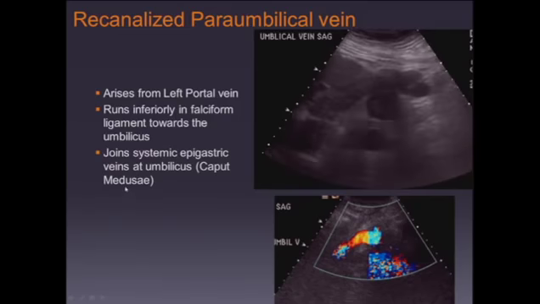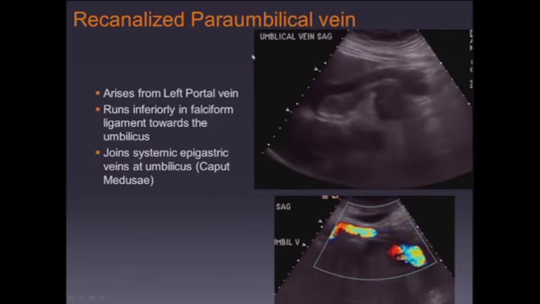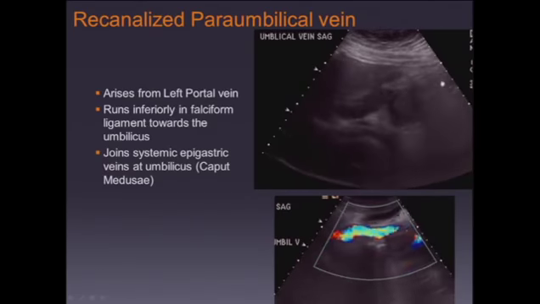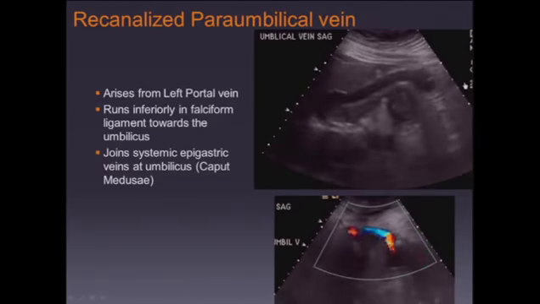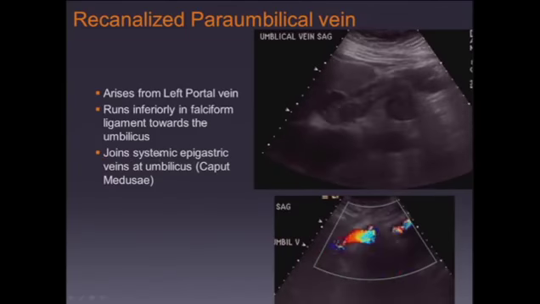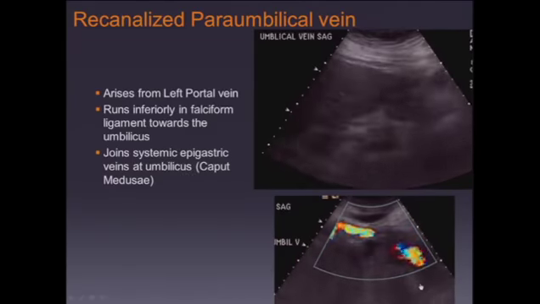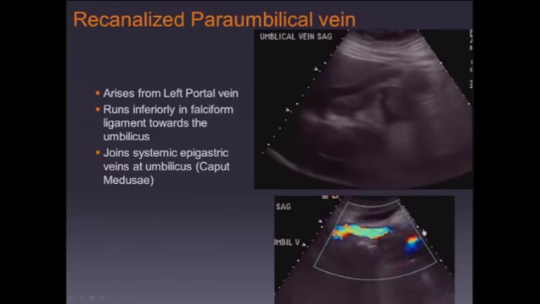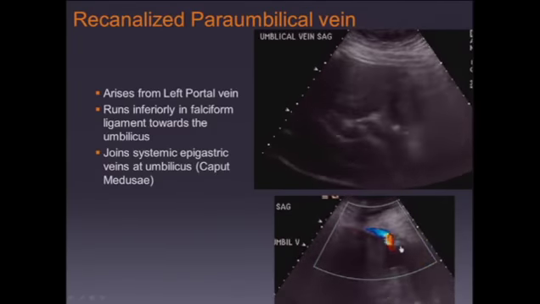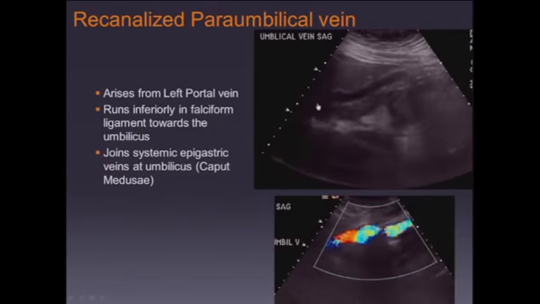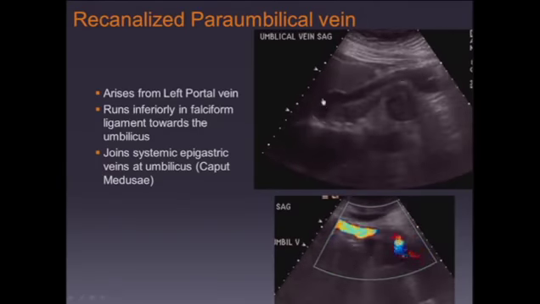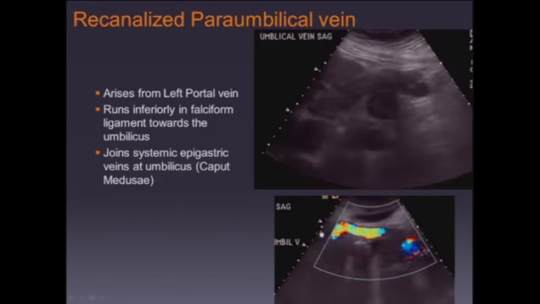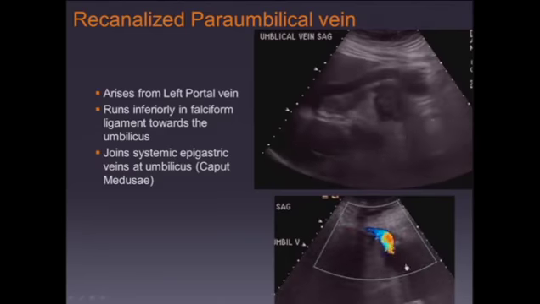This is a recanalized paraumbilical vein. The recanalized paraumbilical vein arises from the left portal vein. It runs inferiorly in the falciform ligament towards the umbilicus. Eventually, it joins the systemic epigastric veins at the umbilicus, creating a cluster of veins known as a caput medusae. So this grayscale image shows the paraumbilical vein coming off the portal vein, then running anteriorly on this sagittal image towards the umbilicus. Here we are following the recanalized umbilical vein towards the umbilicus.